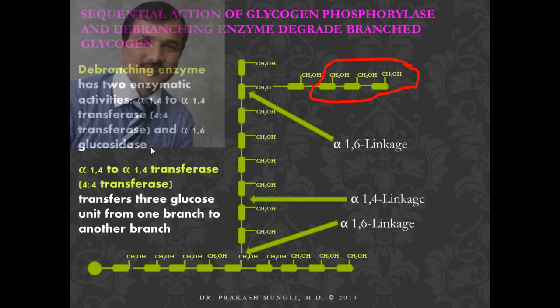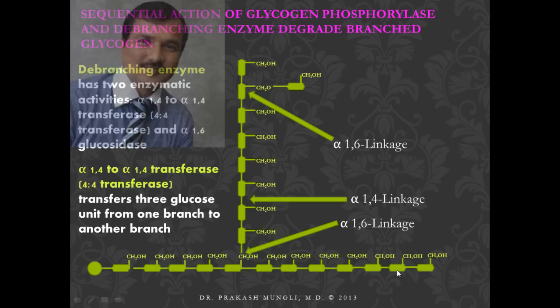The other name of 4,4 transferase is alpha 1,4 to alpha 1,4 transferase. What it does is take these three glucose residues which are linked by alpha 1,4 linkage and shift them somewhere else with the same alpha 1,4 linkage. It's not going to create any branch. Basically the red circle here that I have created, those 3 glucose residues are taken out and attached here.